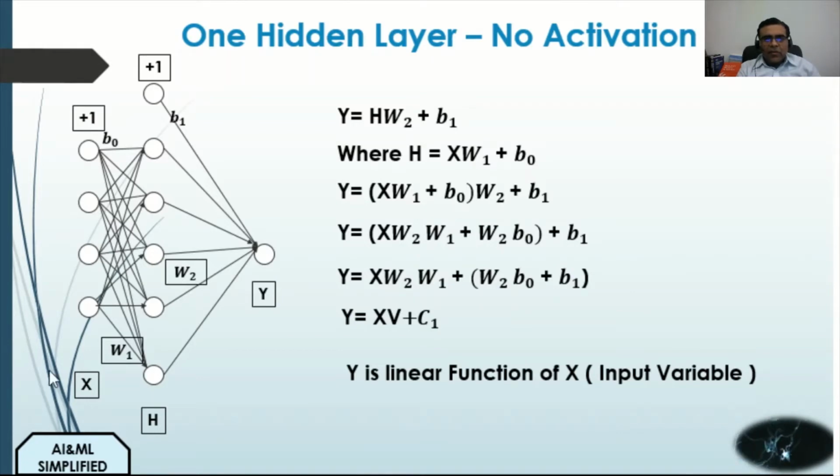So hence if we are not applying an activation function in the hidden layer, the output value which we get can be expressed simply as a linear combination of the input values.